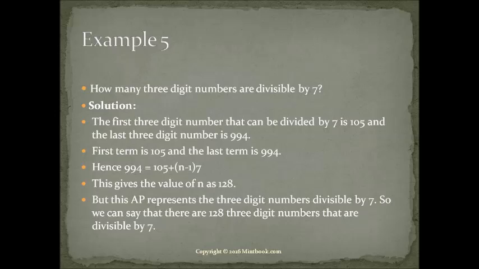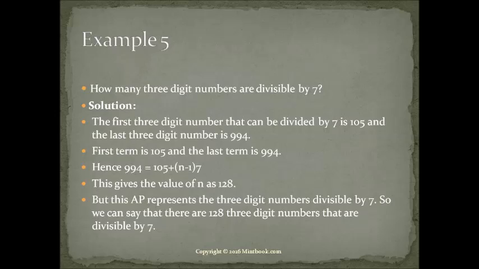Let's take an example. This is example number 5 in the chapter Arithmetic Progression. How many 3-digit numbers are divisible by 7? Now we have to find out what are the total number of 3-digit numbers that are divisible by 7. Now the 3-digit numbers divisible by 7 are all written in sequence with the smallest at the beginning and the largest at the end, then you can see it very easily that the two consecutive numbers will differ by 7.